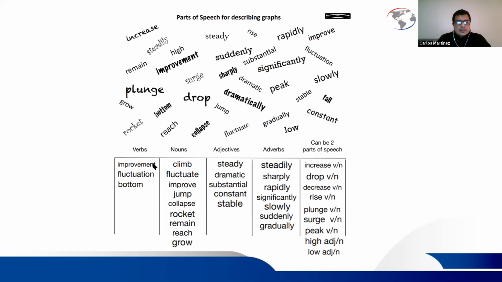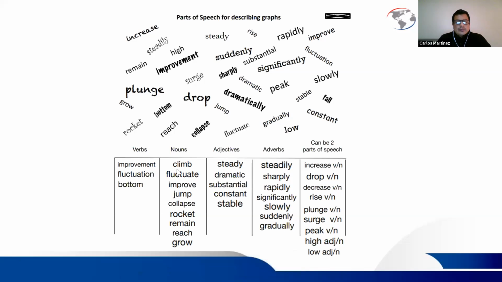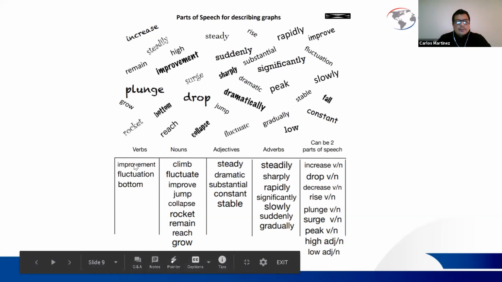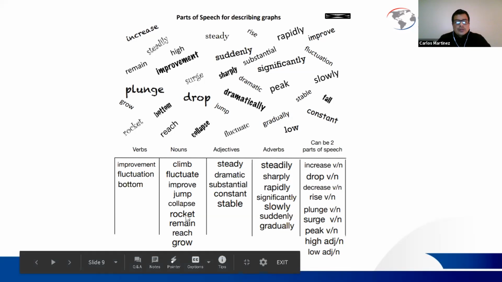Okay, here there was a typo. This column should be the nouns, and this column should be the verbs, okay? I apologize for the typo. Because remember, verbs are actions and nouns are things. So improvement, fluctuation, bottom, these are nouns. We have the verbs climb, fluctuate, improve, jump, collapse, rocket, remain, reach, and grow. These are verbs that are commonly used when we talk about charts.